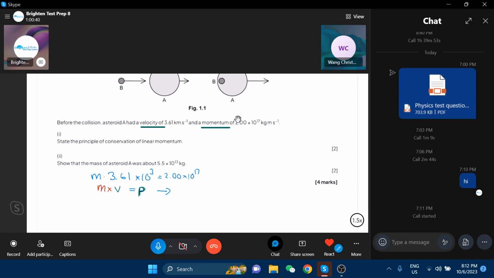So the 2 times 10 to the power 17 divided by 3.61 times 10 to the power 3. Oops, yep. 3.61, sorry. Let's see, as a MSP. Exactly.